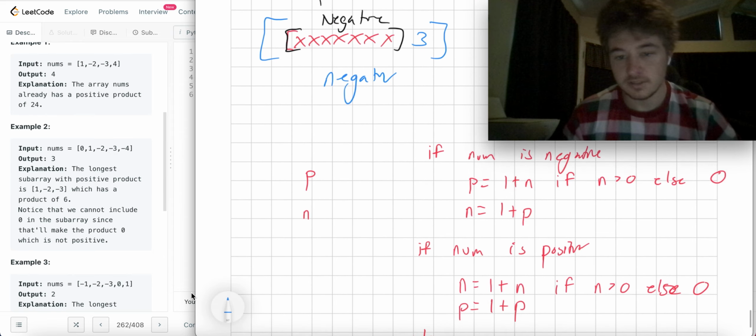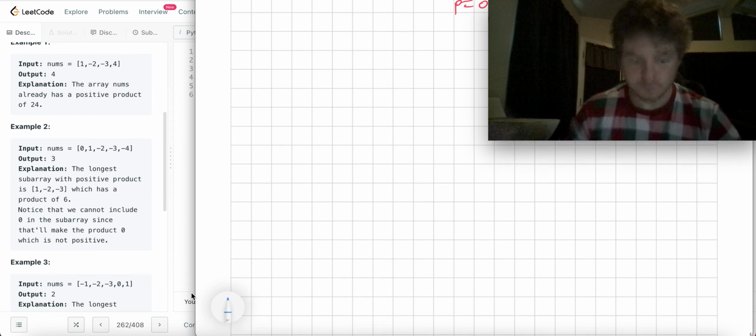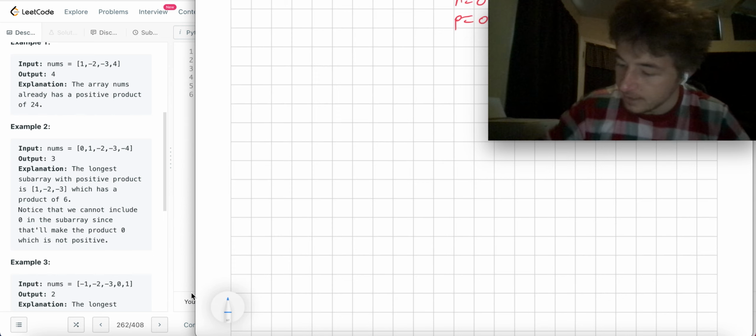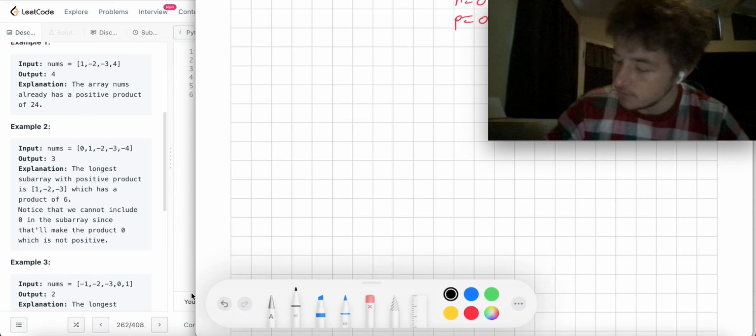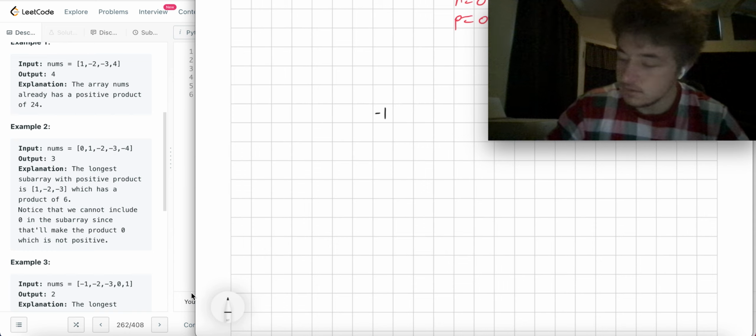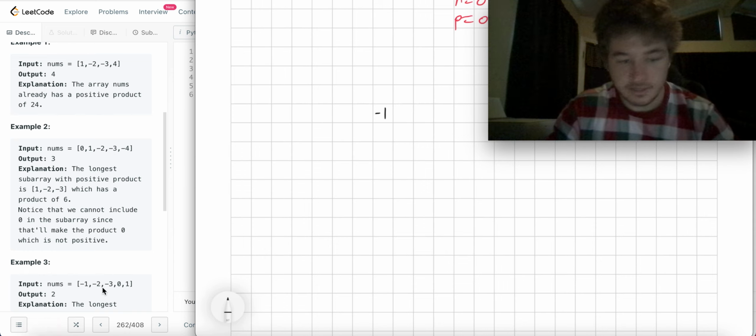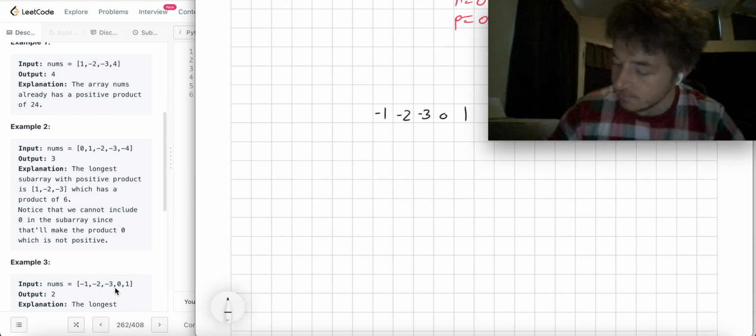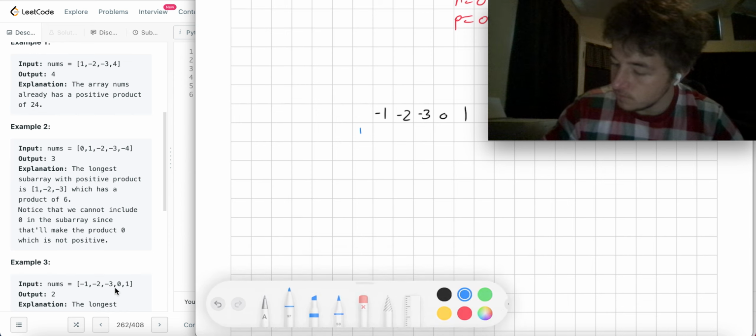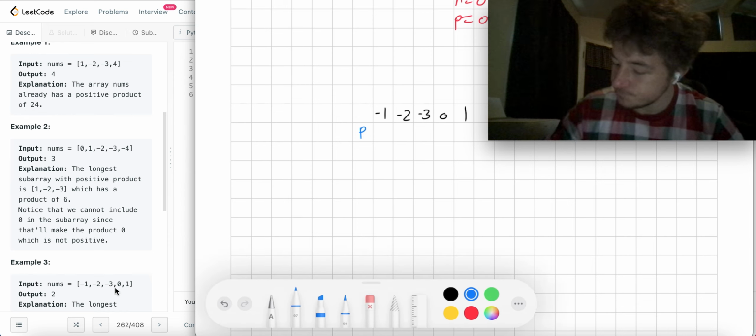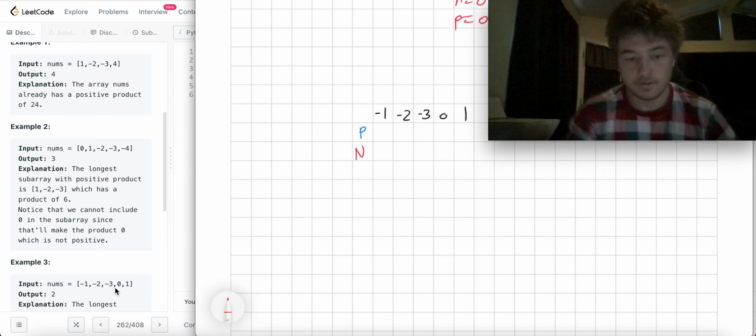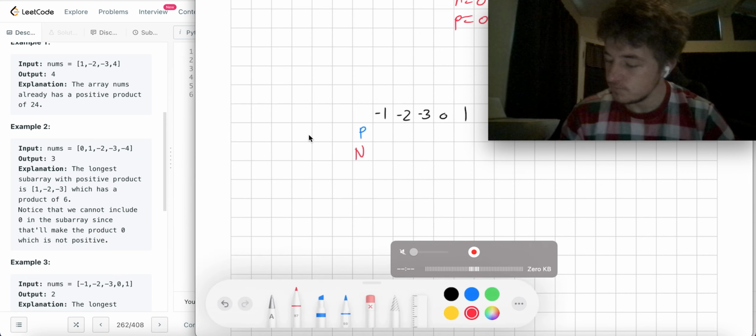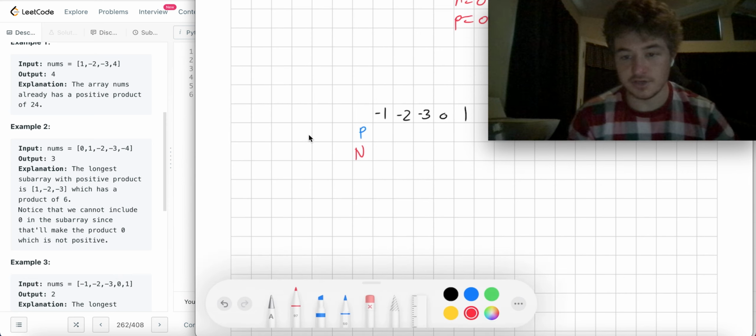Let's try to put this in our head and see what we can come up with. Okay, so we have -1. I'm doing this example down here if I didn't clarify that. -2, -3, 0, 1. And then we have our positive, which is blue, and our negative, which is red.